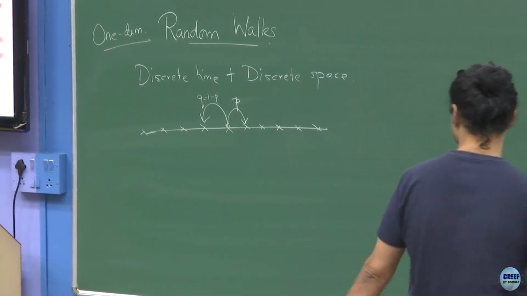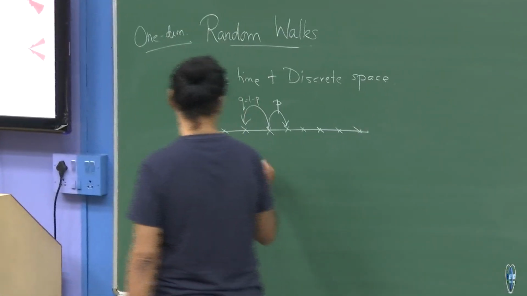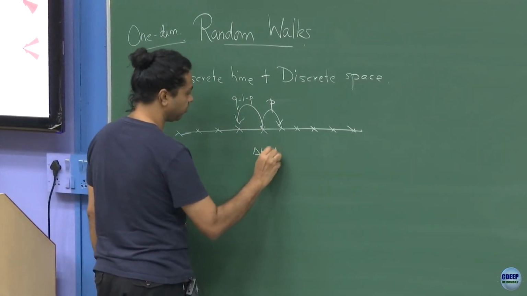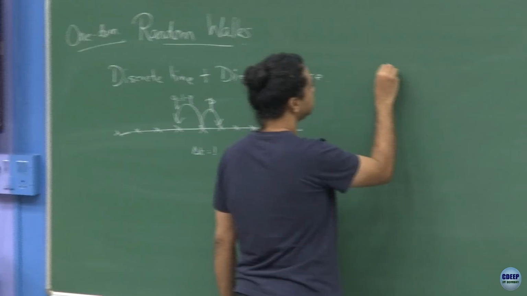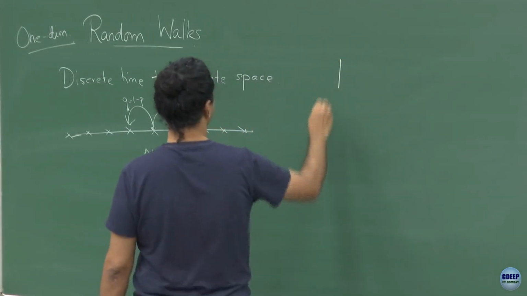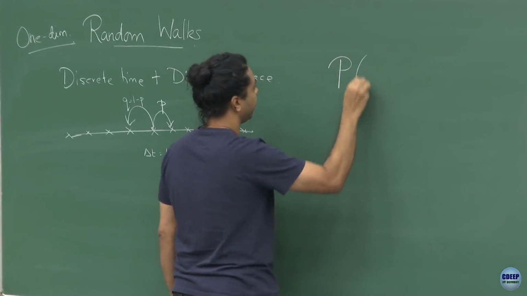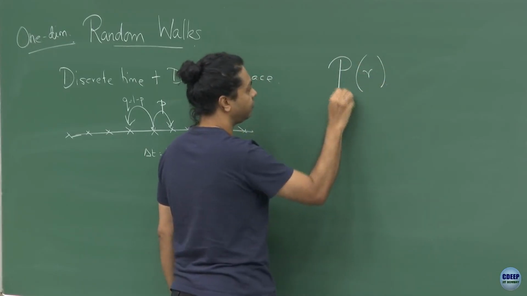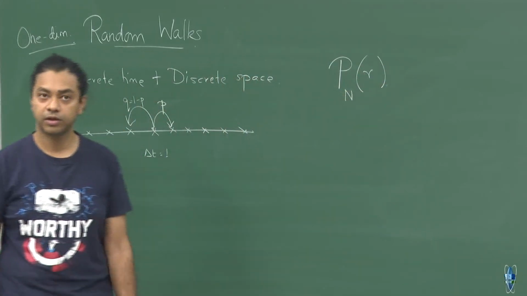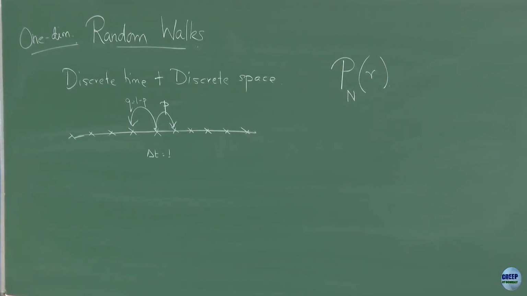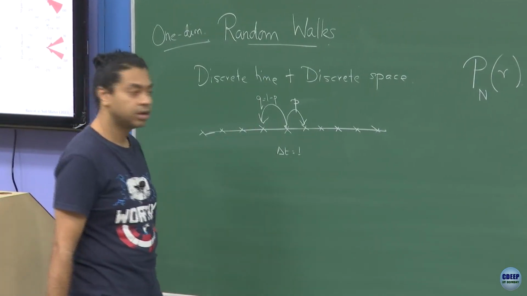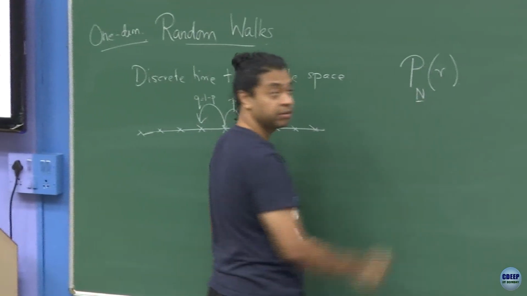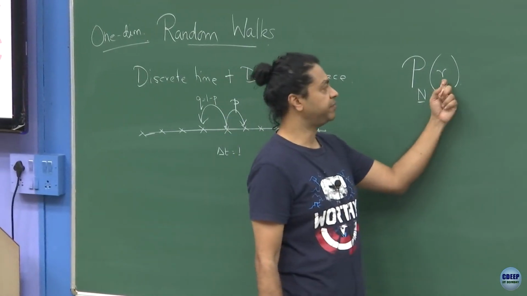And every time it hops, I increment my time step by 1, so delta t equal to 1, let us say. And then I want to ask, what is the probability that my random walker is at some position r after n steps. So that is the essential quantity that I want to determine. So I have this one dimensional random walk, discrete space, discrete time. This is my time index n, because there are n steps. This is my space index r.